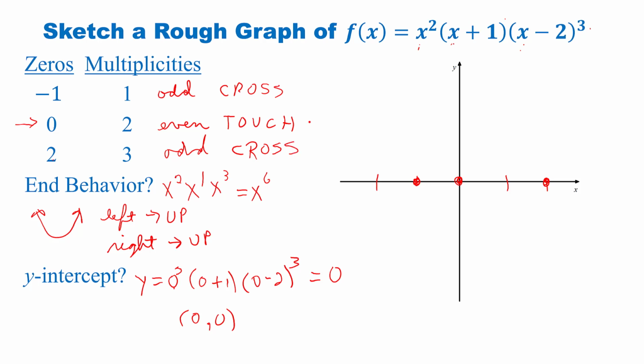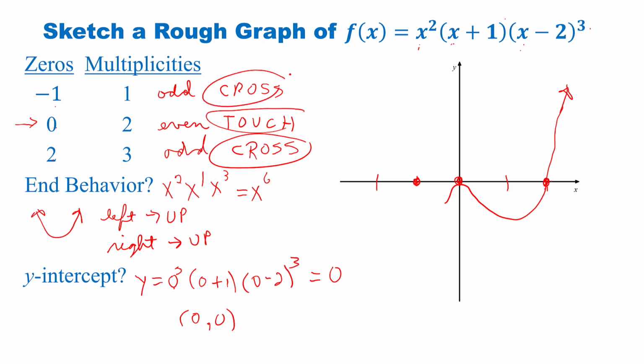Okay, so let's see if we can sketch this graph using the end behavior. To the right, we're going to be heading up. And at x equals 2, our graph is going to simply cross. Okay, so we're going to come down. We're going to cross at x equals 2. At x equals 0, our graph will touch and bounce. And then at x equals -1, our graph is going to cross. Okay, so we have a graph of this function.